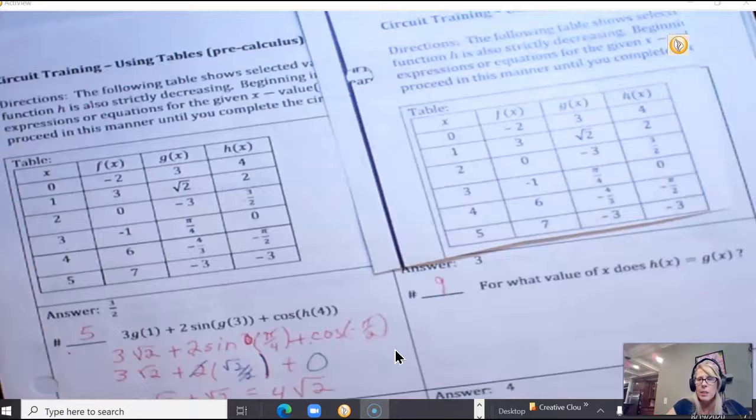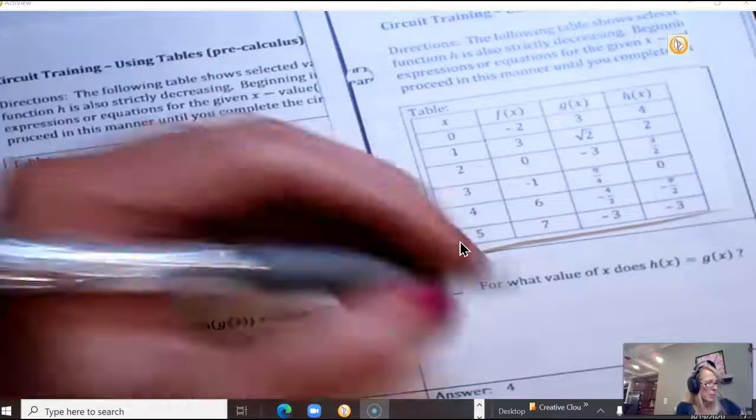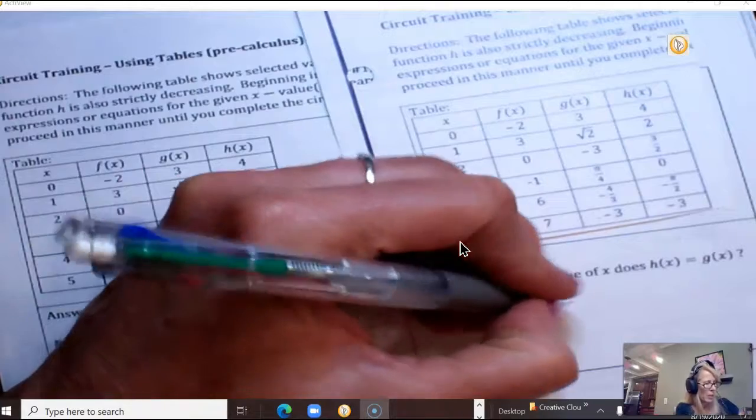Where does h of x equal g of x? That's pretty easy. Let's just go. These are the two columns with h of x and g of x. Where are they matching? They are matching where x is equal to 5. Boy, that wasn't that bad. So where x equals 5.